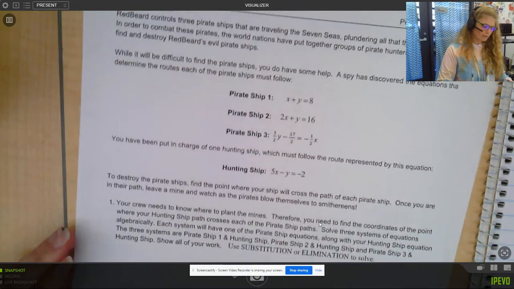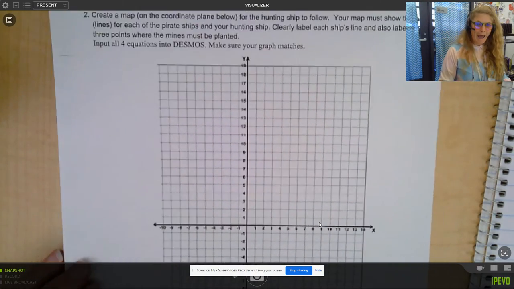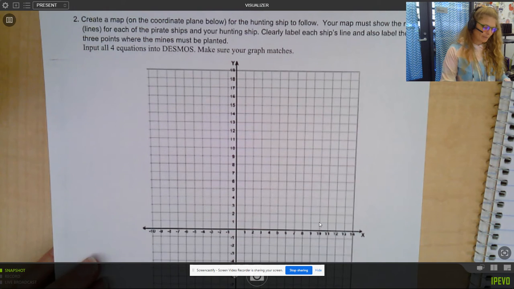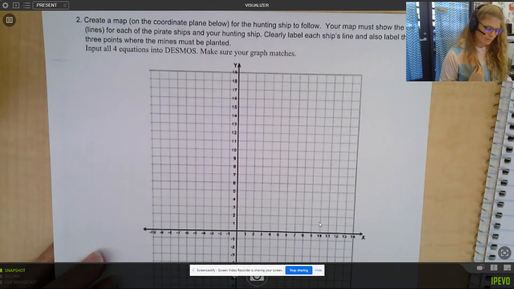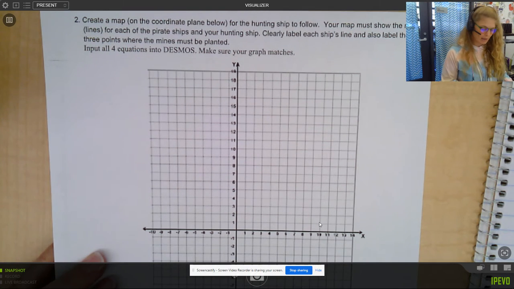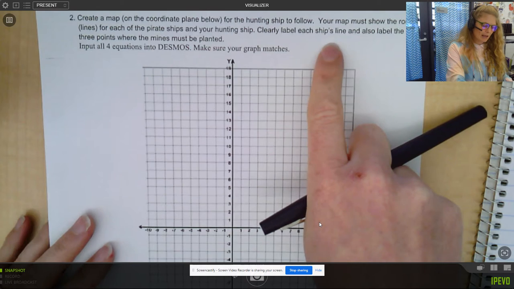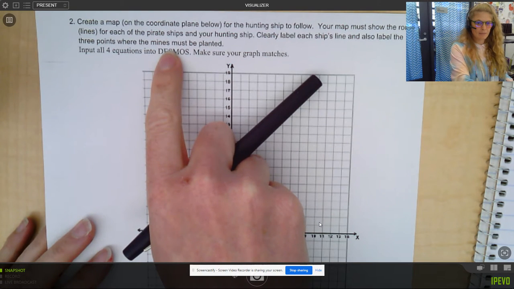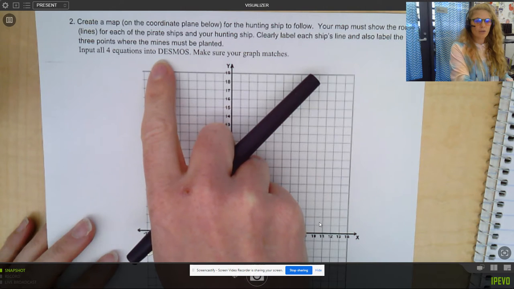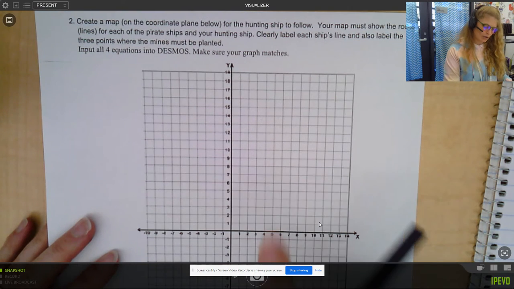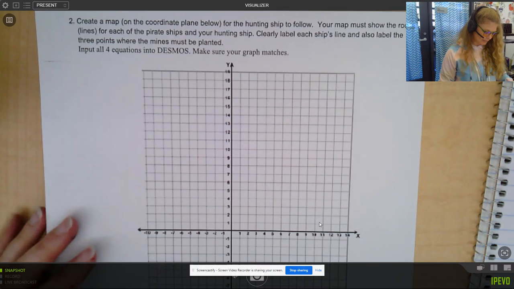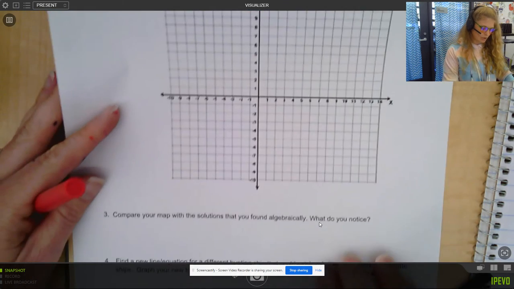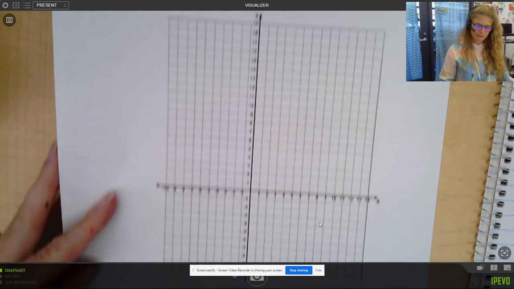After we solve, we're going to create a map for the three pirate ships and your hunting ship to follow. They're going to have lines for the three pirate ships and your hunting ship, and we're going to label each ship's line, and we're going to label the three points where the mines must be planted. And you can input all the equations in Desmos to double check that your graph matches. And then we're going to answer the other questions.